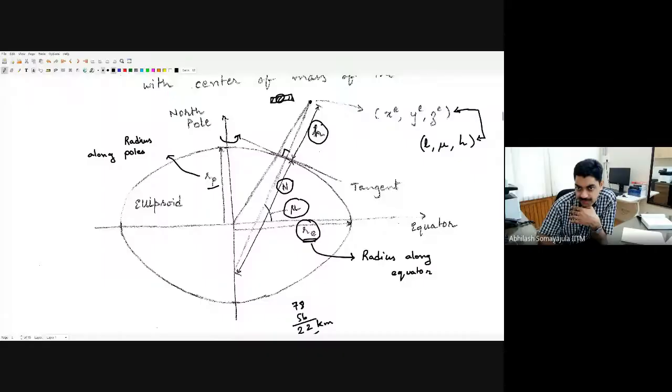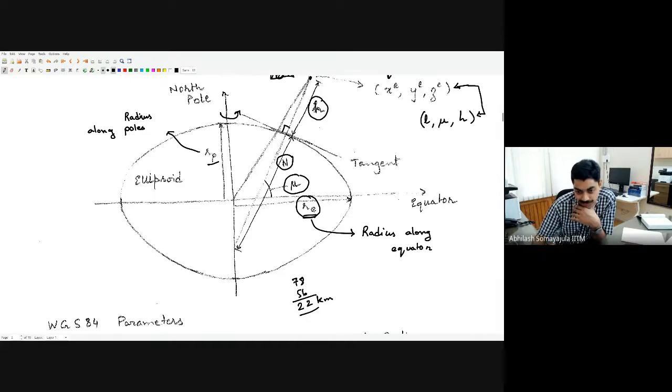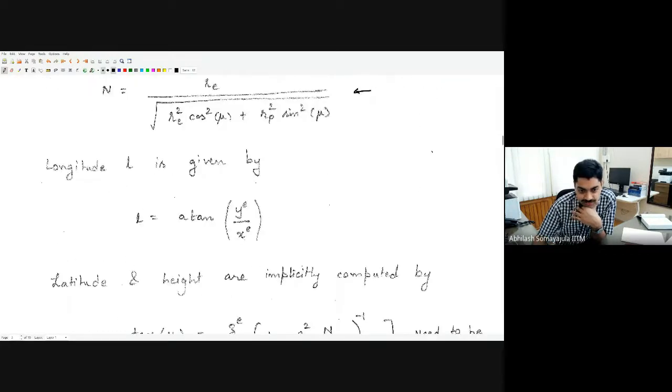So wherever the point is located, I'm only interested in this and this to determine what my longitude is. But when it comes to the latitude, all three will play a role. So the longitude is the simpler of the two. It is simply the tan inverse of y by x.